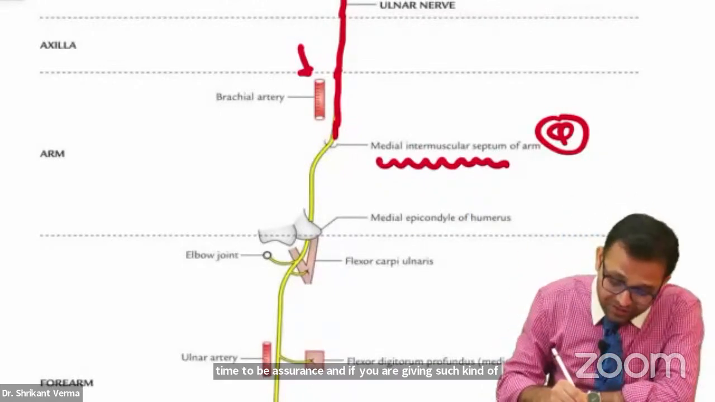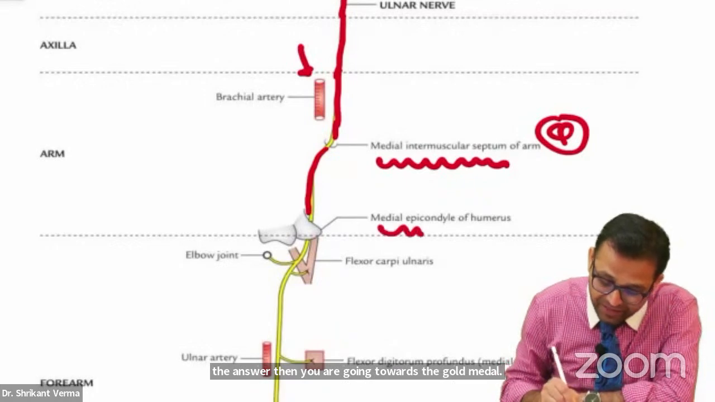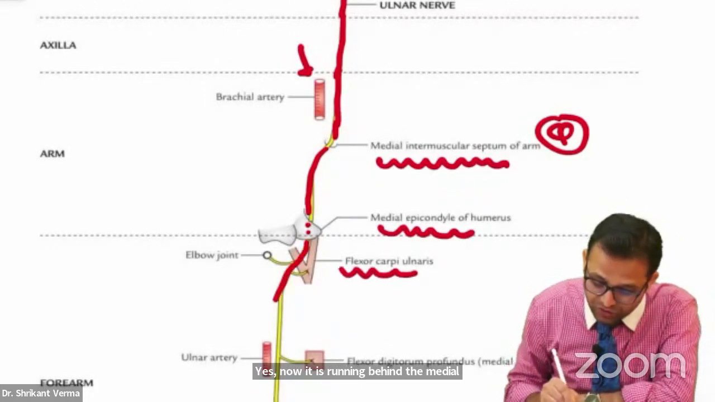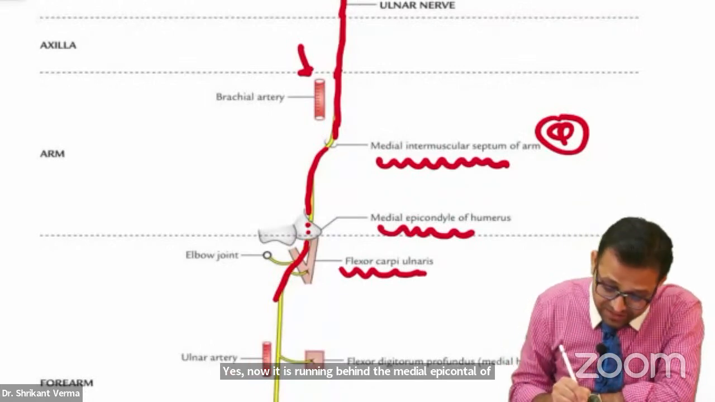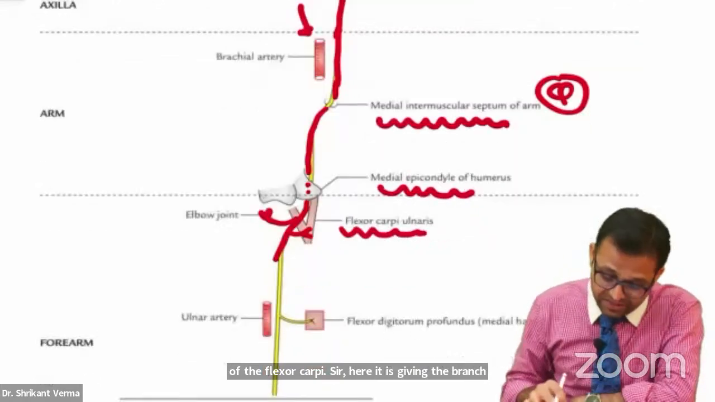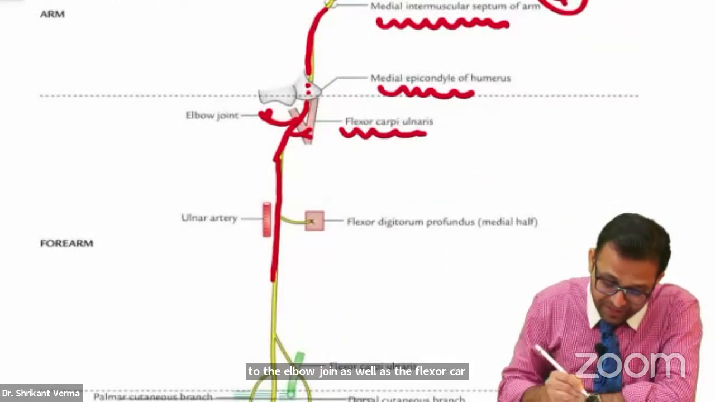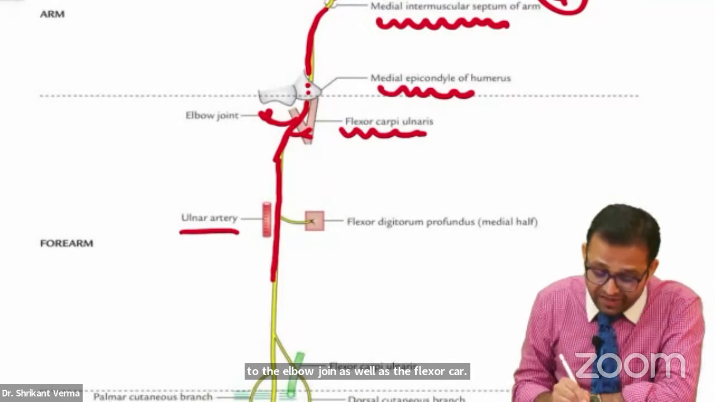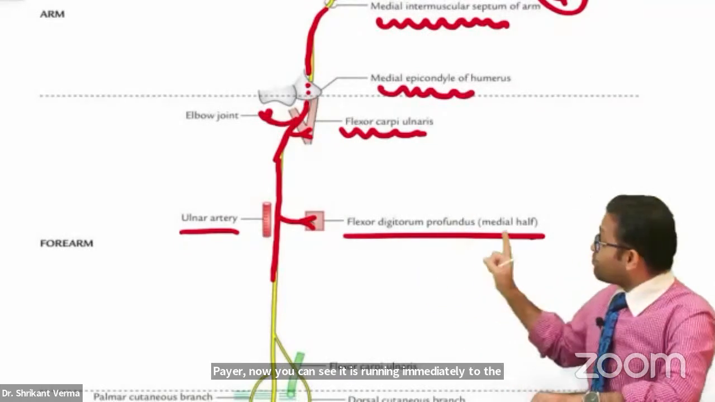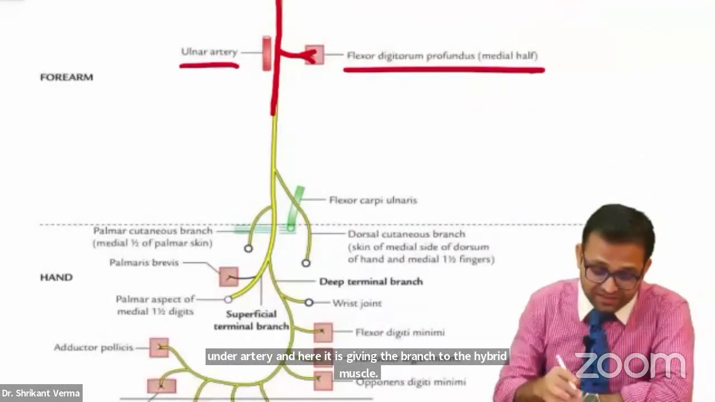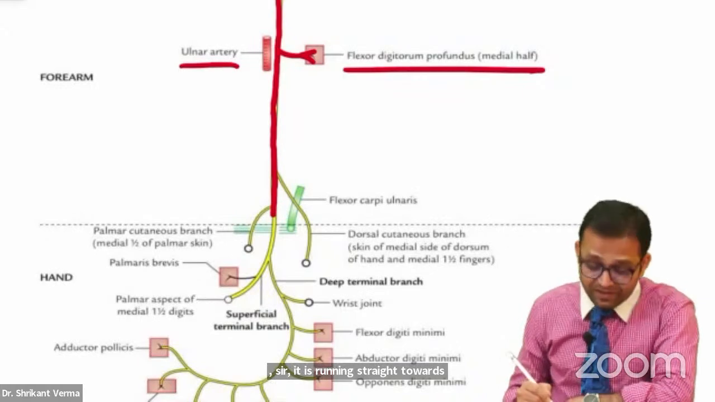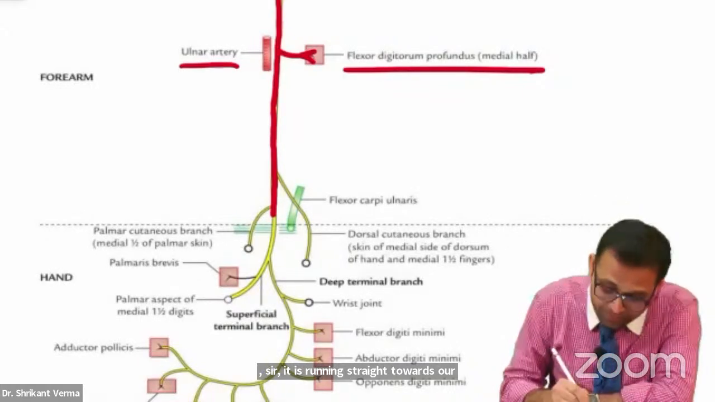Now it is running behind the medial epicondyle of the humerus, and it passes in between the two heads of the flexor carpi ulnaris. Here it gives the branch to the elbow joint as well as the flexor carpi ulnaris. Now you can see it runs medial to the ulnar artery, and here it gives the branch to the hybrid muscle, flexor digitorum profundus medial half. Now you can see, sir, it is running straight towards our hand.